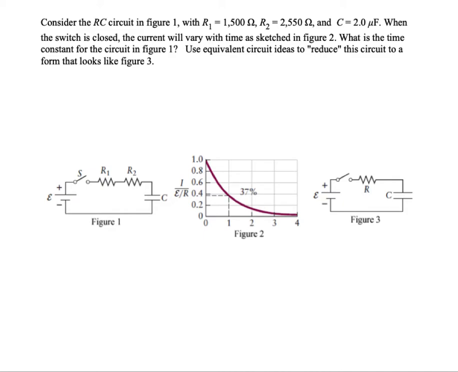Consider the RC circuit shown, where R1 is 1500 ohms, R2 is 2550 ohms, and the capacitance of the capacitor is 2 microfarads. When the switch is closed, the current will vary with time as shown in the figure in the middle. What is the time constant for this circuit?